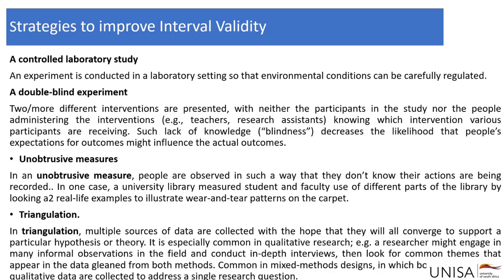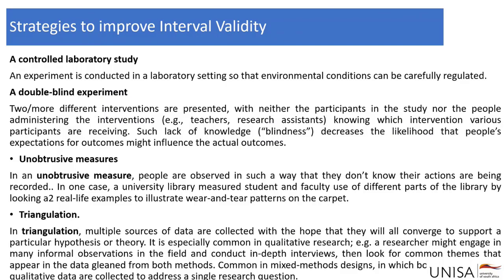Triangulation, this is the most popular one. In triangulation, what it means is that you use multiple sources of data which are collected with the hope that they will all converge to support a particular hypothesis or theory. Earlier on, Sam, you were talking about using literature. If you are not going to triangulate, in other words, if you are not going to use multiple sources, the study might just be interesting to see how you arrive at conclusions.